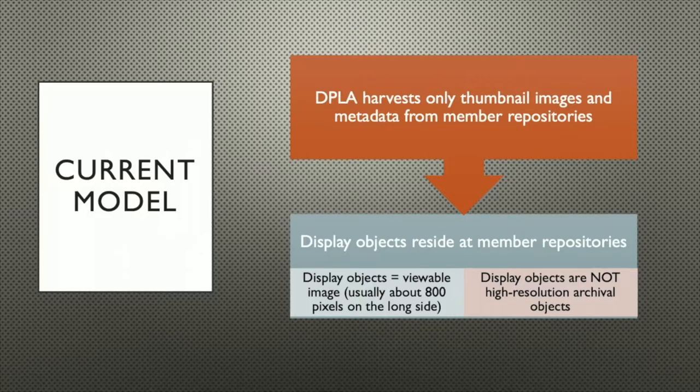So in the current model, the Digital Public Library of America harvests only thumbnail images and metadata from member repositories. Display objects remain at those repositories. And when we talk about display objects, we're talking about the viewable image that's generally about 800 pixels long on the long side. I just want to make sure there's that distinction. We're not talking about high-resolution archival objects, okay? We're only talking about that middle point between the thumbnail image and the high-resolution file. It's just the display object.